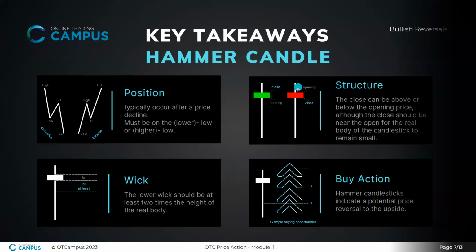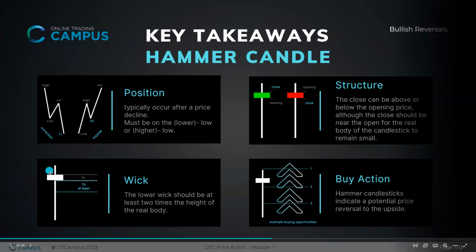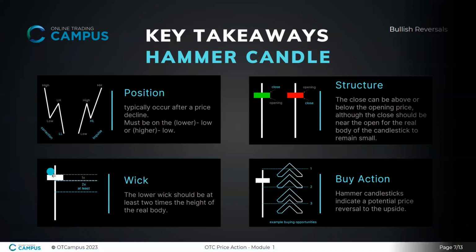And here it's the opening here, and this is the close, and that is the reason why we got a red body. The close can be above or below the opening price, although the close should be near the open for the real body of the candlestick to remain small. That is the part here again, guys. We need the close near to the opening to create a hammer candle like this, right? We need the body above here on the top to create a hammer candle.